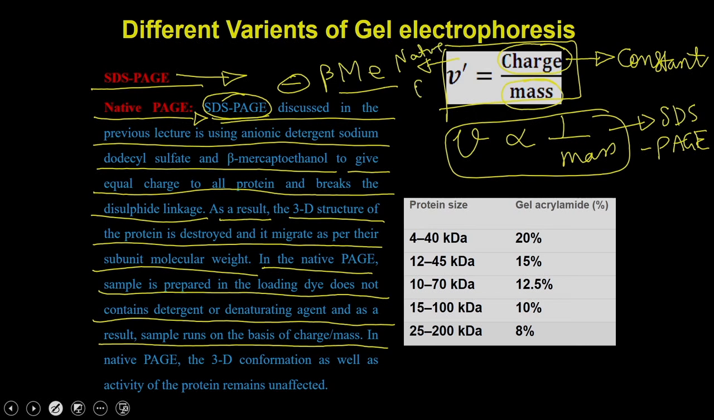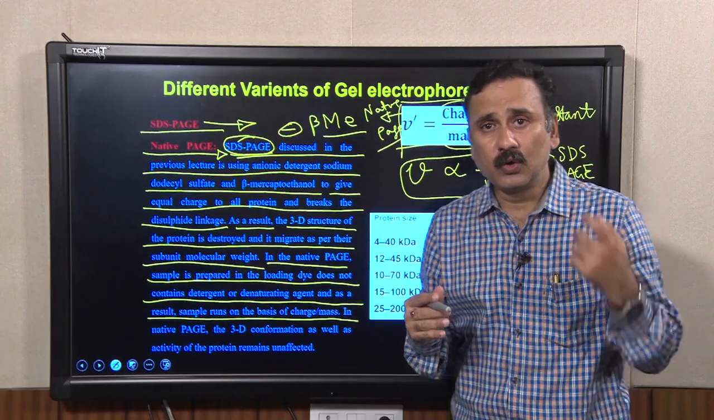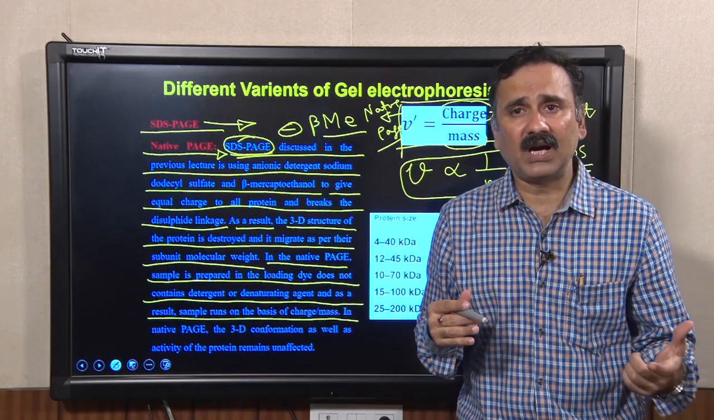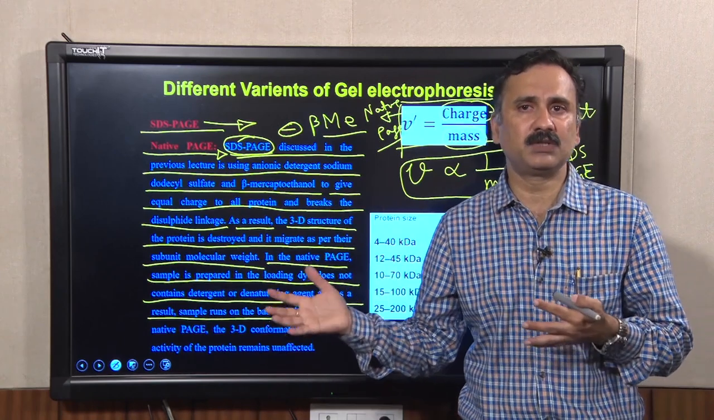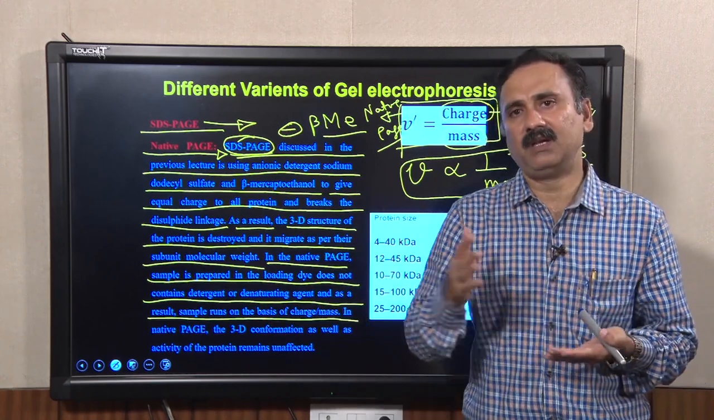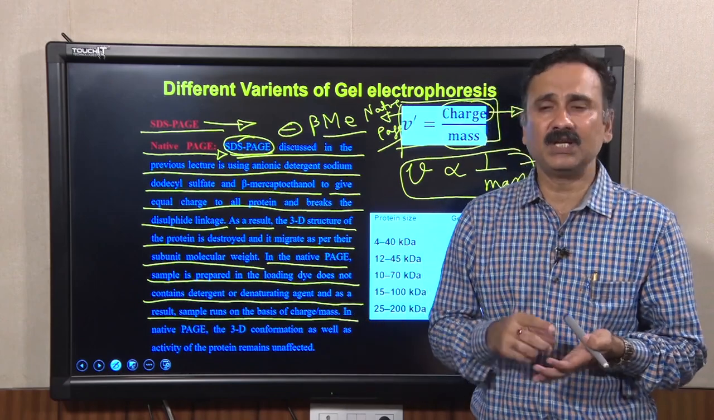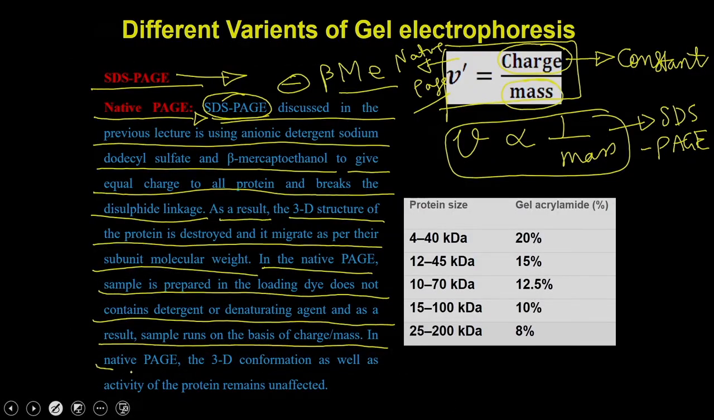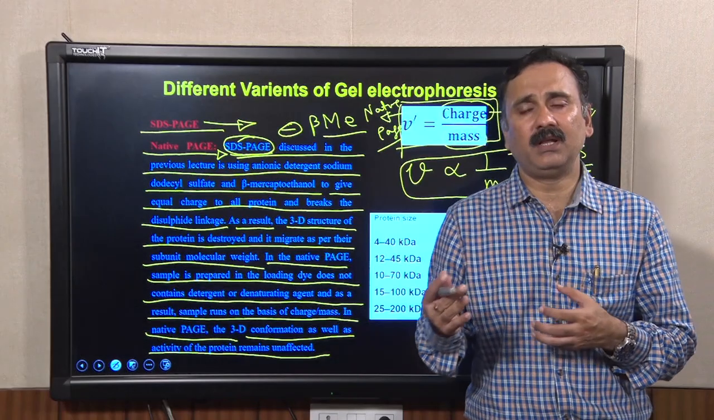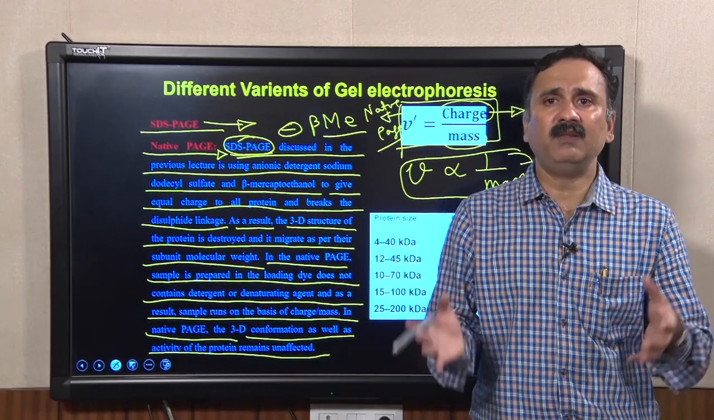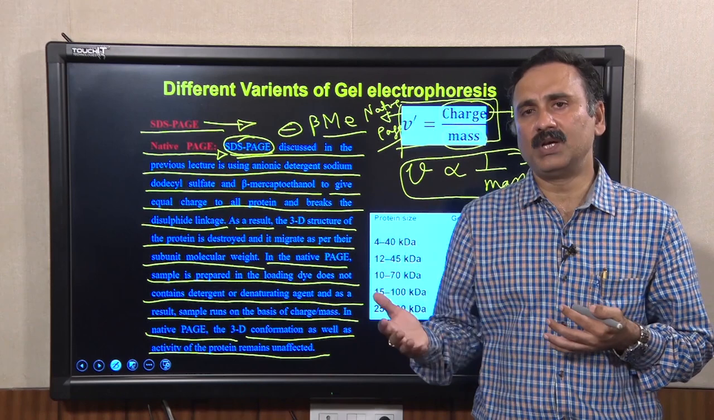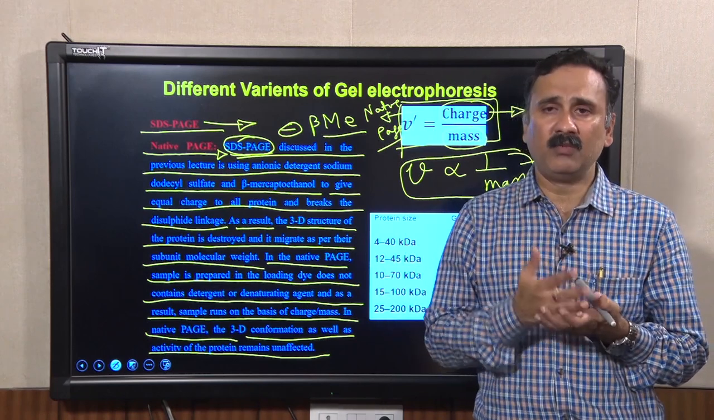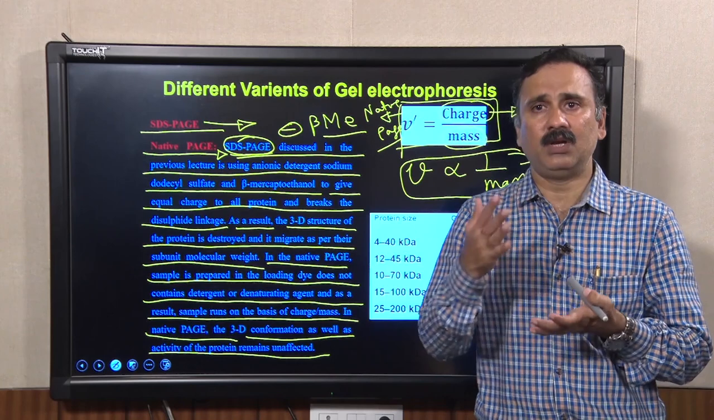So in the native PAGE, the proteins are going to maintain their three-dimensional structures. They are also going to maintain their intrinsic charge, which means if the protein is positively charged, it is going to remain positively charged. If it is negatively charged, it is going to remain negatively charged. And in native PAGE, the three-dimensional conformation as well as the activity of the protein remains unaffected. So native PAGE is always used to ask whether the protein is a monomeric protein or an oligomeric protein and so on.